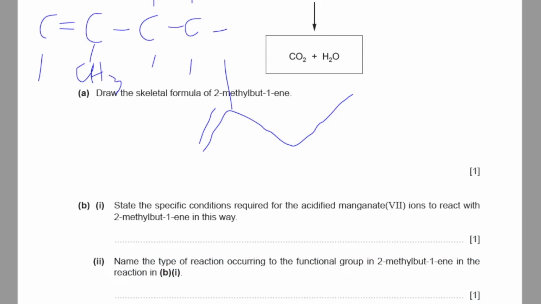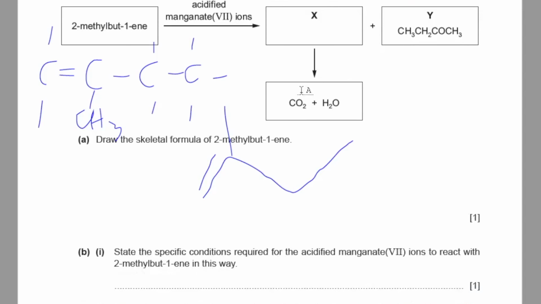Part B, 1. State the specific conditions required for the acidified manganate(VII) ions to react with 2-methyl-but-1-ene in this way. When 2-methyl-but-1-ene reacts with acidified manganate(VII) ions, it forms a ketone, and this means that acidified manganate(VII) ions need to be hot and concentrated.